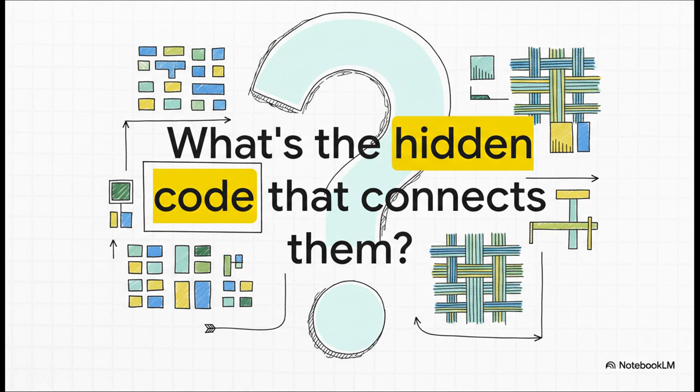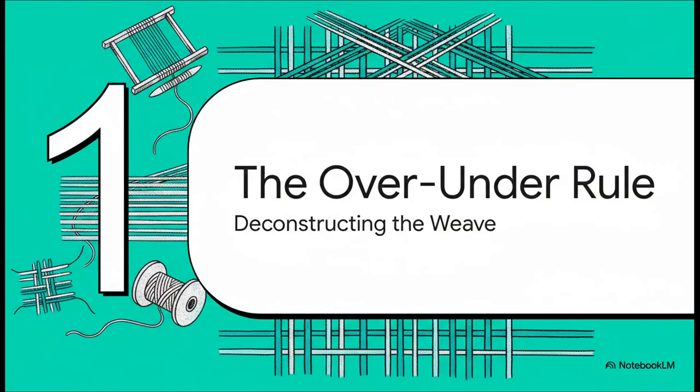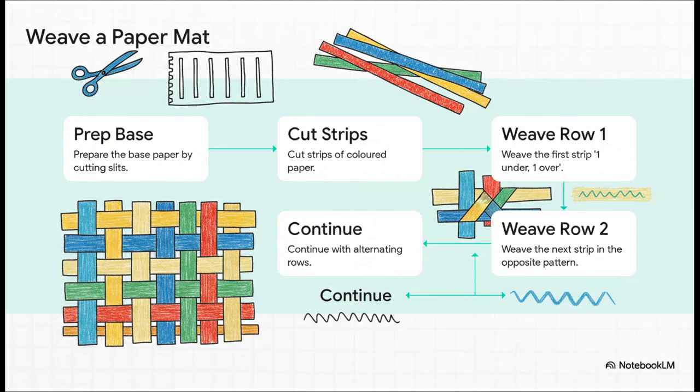We're going to unravel the simple set of instructions that connects the ancient art of weaving with the really precise world of mathematical tiling. And we're going to start with the weave itself. Okay, let's start at the very beginning. We're going to deconstruct the weave, and you'll see it all comes down to one basic repeatable action, a simple over-under rule. I don't know about you, but this takes me right back to making paper mats in art class.